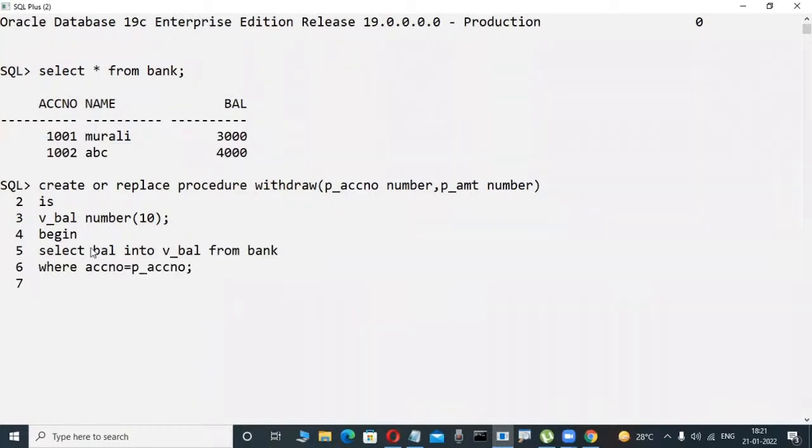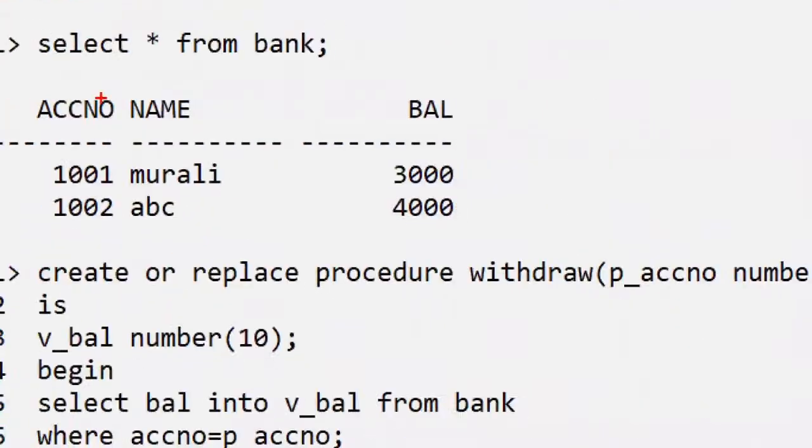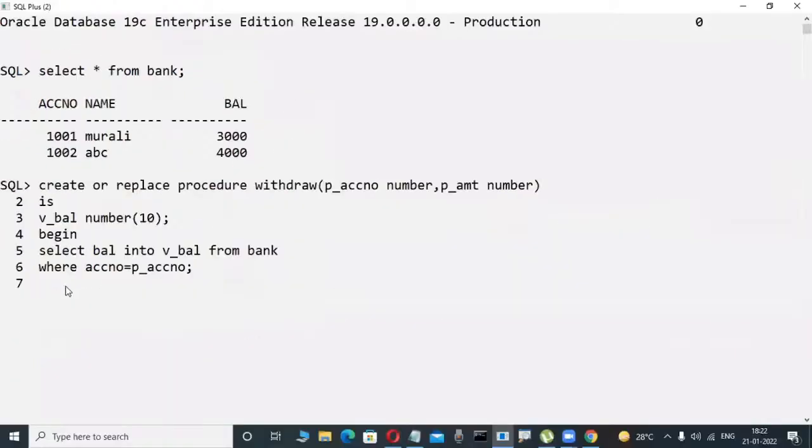Suppose bank is a table. In that table, in this table format, your transactions are stored. I'm using this table in this PL/SQL code. Here I'm checking the balance through the account number. Whenever I insert an ATM card, I try to withdraw 9,000, as in the previous case. That is the amount.